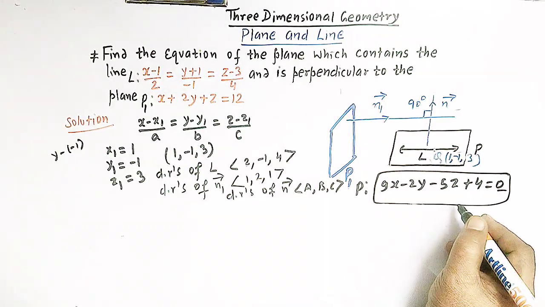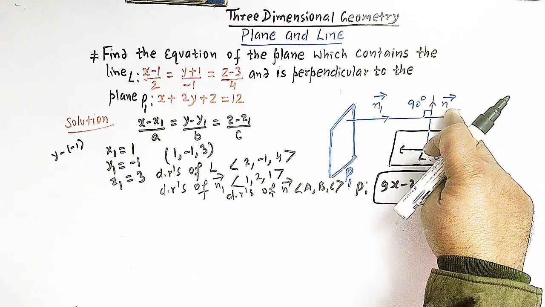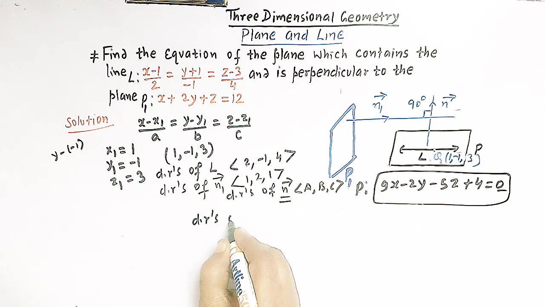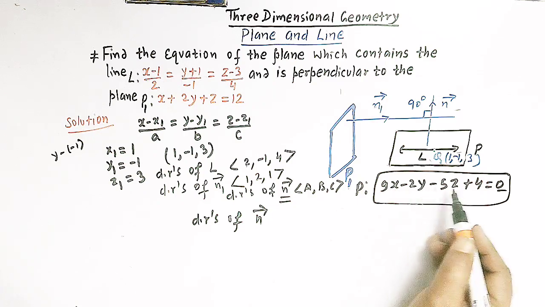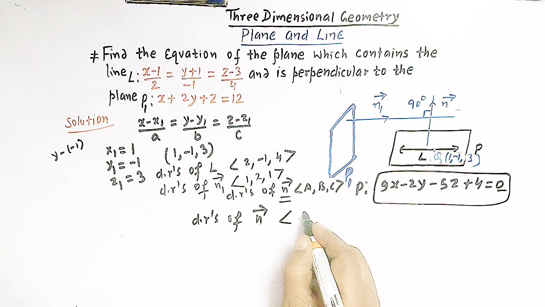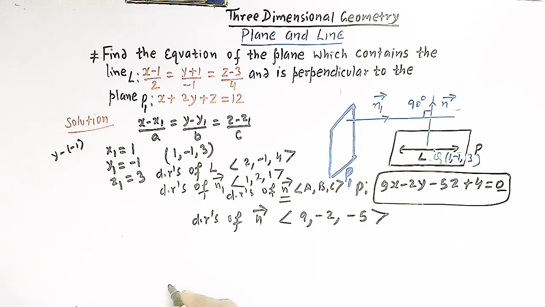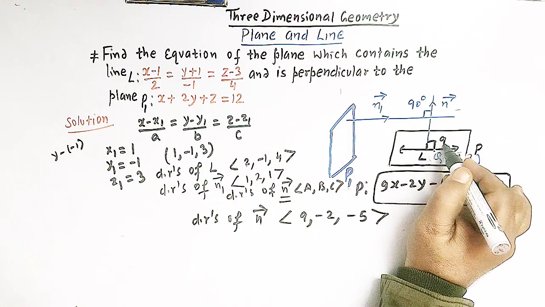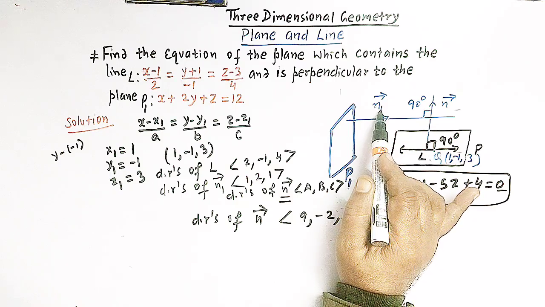So now from the equation of this plane P, we can easily find out the direction ratios of the normal vector n, right? So the direction ratios of the normal vector n are given by the coefficients of x, y, and z. So here we have 9, then we have minus 2, and then we have minus 5, right? And we can easily verify that this vector n is perpendicular to this line L, and this vector is also perpendicular to this vector n1, right?